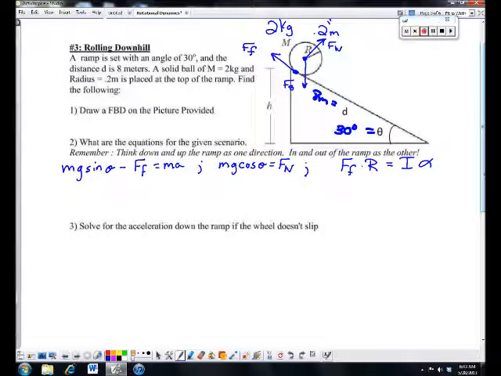Now, we are this time, though, on a ramp with this, did I say it was a hoop or what? Let's see. A ramp is set within a solid ball. So since it's solid and it's a ball, which means a sphere, you'll need to go back to your yellow sheets and look at which one it is. I believe it's 2/5 mr squared. So the I of a sphere is 2/5 mr squared.